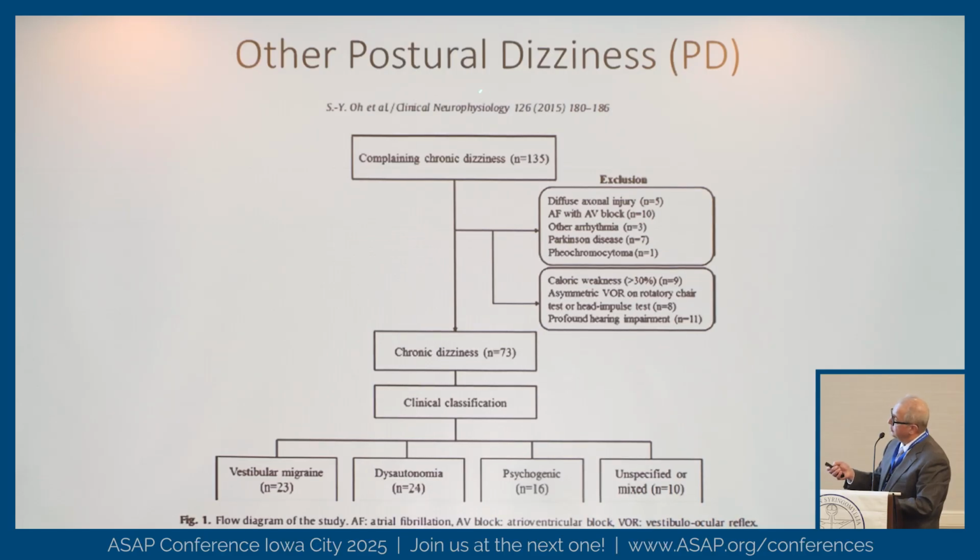A Korean group had looked at a variety of patients with postural dizziness, and they found actually if you took about 126 patients, 135 patients, 23 patients have migraine, 24 have dysautonomia, and 16 patients will have a psychogenic problem.